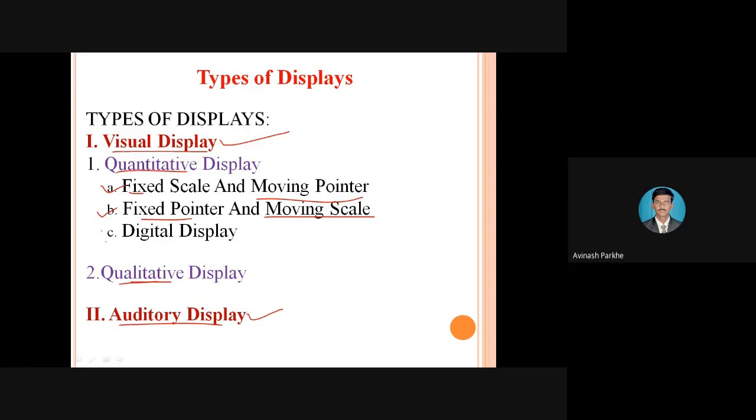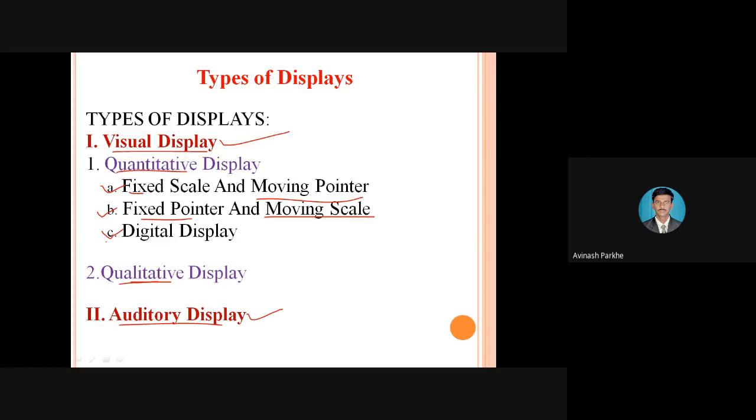And the third type is called a digital display. Here, there is no scale, there is no pointer. Directly, you will get the output. Nowadays, some other types of watches are there in the market, through which you will get the output in a digital manner. That means there is no pointer, there is no scale. If I have to indicate the time, 2:15 p.m.